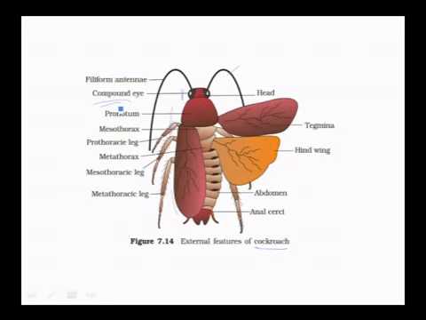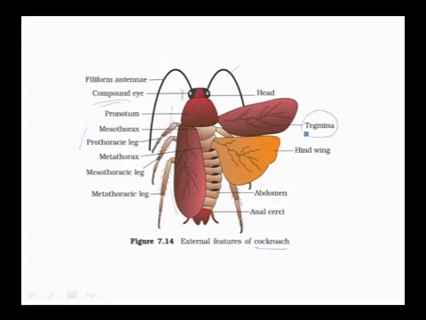The second important part is the thoracic region. The thoracic region is divided into three parts: prothoracic, mesothoracic, and metathoracic regions, which contain three pairs of legs on the ventral side. There are also two pairs of wings present.